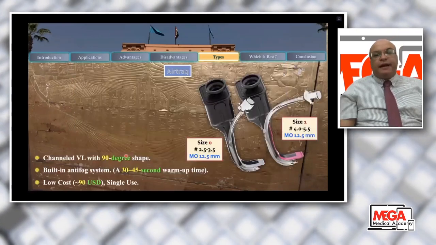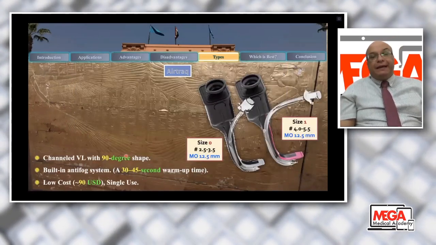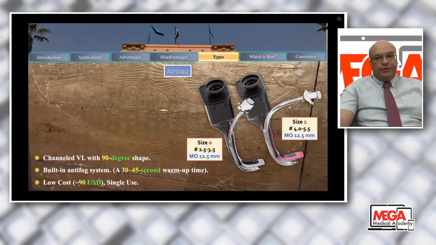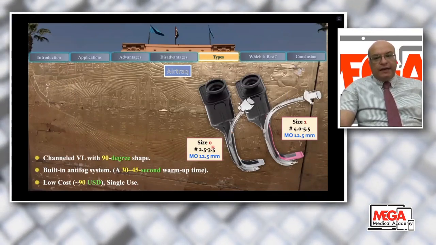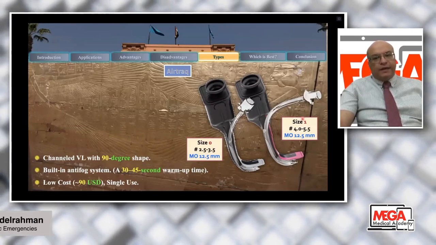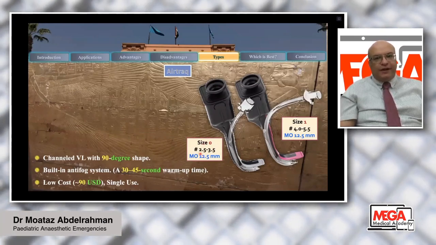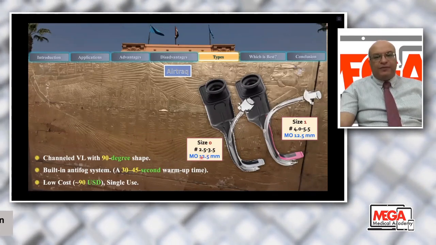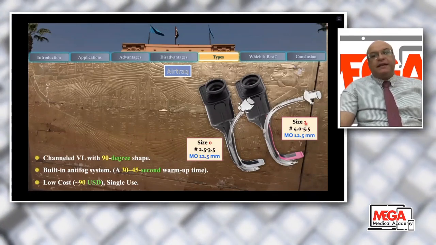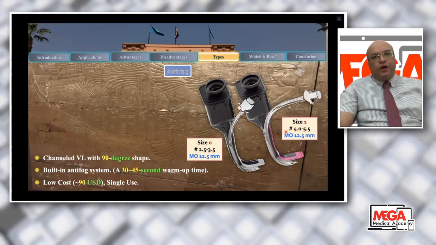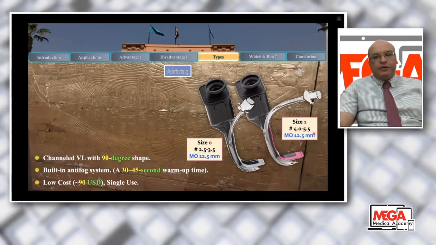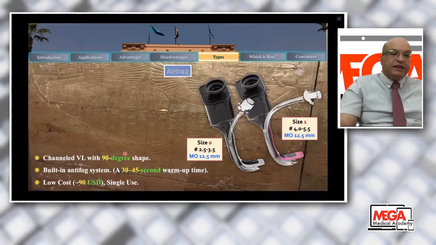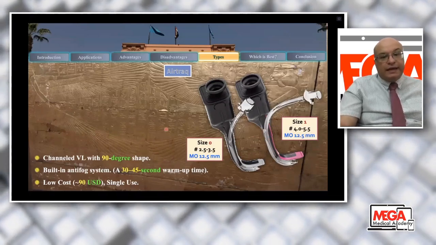AirTrack, we are now talking about channeled video laryngoscopes. We have two types of AirTrack available in the market, the gray one, size zero, and the pink one, size zero, for tube 2.5 to 3.5 with a mouth opening up to 12.5 millimeters. Size one can be used for tube 4 to 5.5, with a minimum mouth opening of 12.5. It is a channeled video laryngoscope with a 90 degree shape.